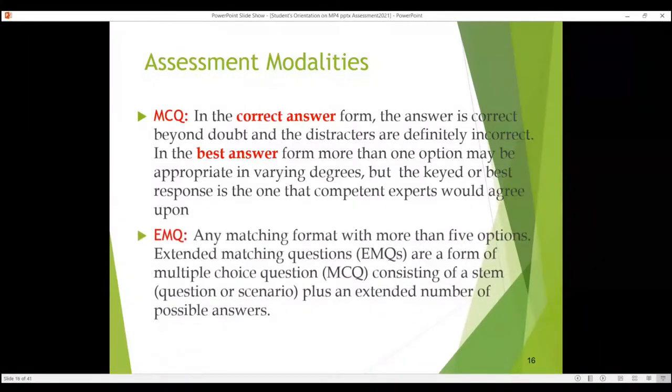Now, coming to EMQ, in the exam, I'm talking about all students now, you will be having extended matching questions. There may be more than five options for one question. There may be one scenario given to you and you will be asked to find the answer. In one column, there will be scenarios, and in the other column, there will be different answers for the different scenarios. So you have to match them. That is called extended matching questions.